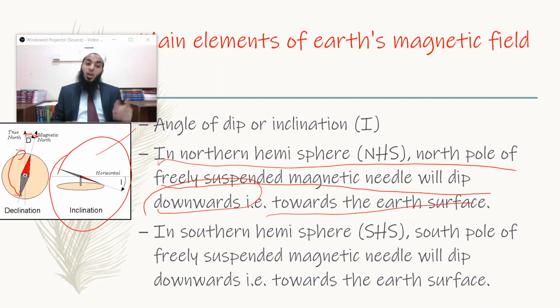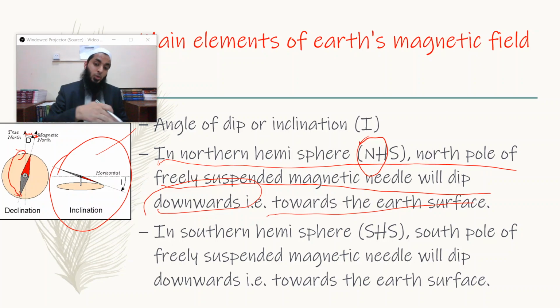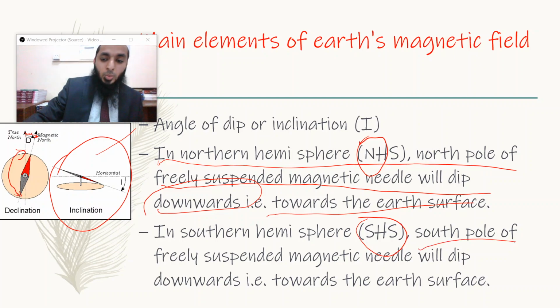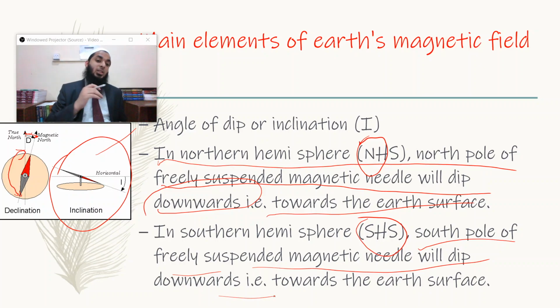So in the southern hemisphere, what will happen? Now, how to remember this? You don't have to go with the logic. Geographic north pole, magnet south pole, then suspended magnet's north pole. Oh my God, it's so weird. No need to remember it like that. Northern hemisphere, N: the north pole will be pointing towards the Earth. That's how you remember it. So in the southern hemisphere, which will be pointing towards the Earth? The south pole. That's what is shown here. The south pole of the freely suspended magnetic needle will dip downwards, that is towards the Earth's surface. Is that clear, everyone? Okay.